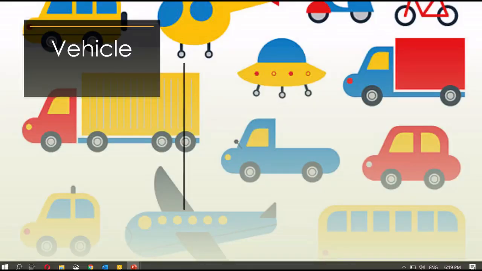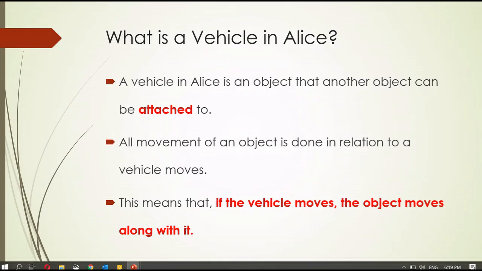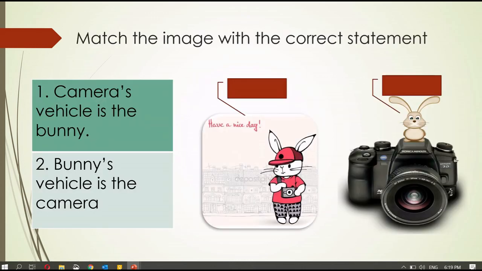Okay. So let's see what a vehicle is in Alice. In Alice, a vehicle is actually an object which another object can be attached to. This means that all the movement of one object will be done in relation to how the vehicle is moving, which means that if a vehicle moves, the object will definitely move along with it. For example, I will show you some pictures here and let's try to match which statement goes with which picture.